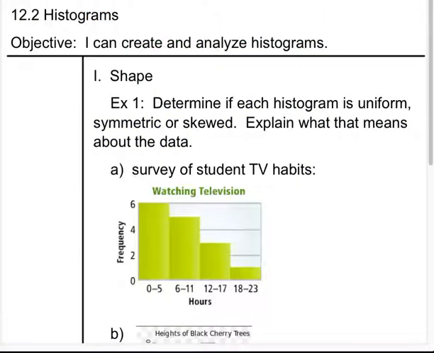So first we're going to analyze the shape of a few different histograms, and then we're going to explain what that means about the data in the histogram. So our first histogram is a survey of student TV habits. As we look at the histogram, it's really tall in the first couple of bars and really short in that last bar. So this is an example of a skewed histogram. And what that means is the majority of the people surveyed watch TV from 0 to 11 hours per week.